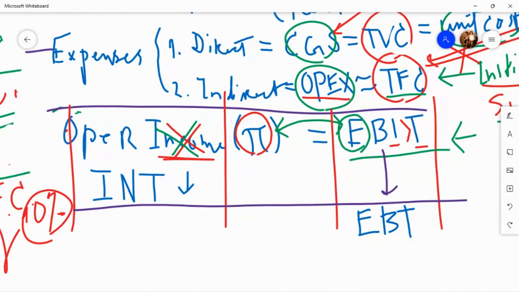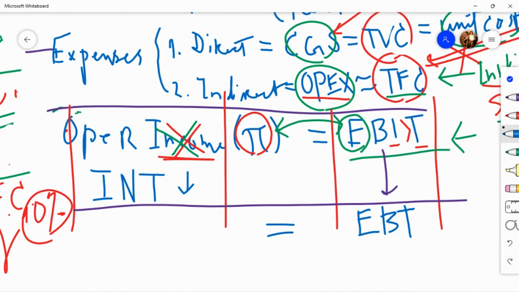But you mean after paying taxes? Oh, no. We haven't paid taxes yet, right? Because think about the name: earnings before taxes. Before taxes means you haven't paid taxes yet. Isn't that right? Just think logically.